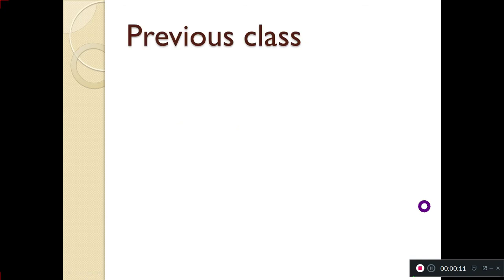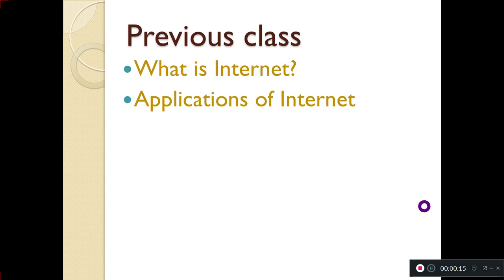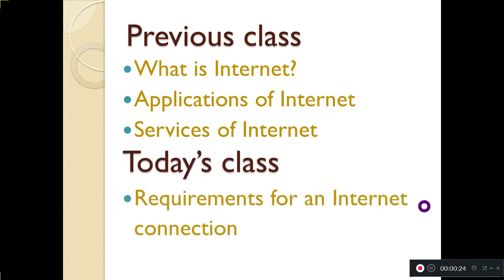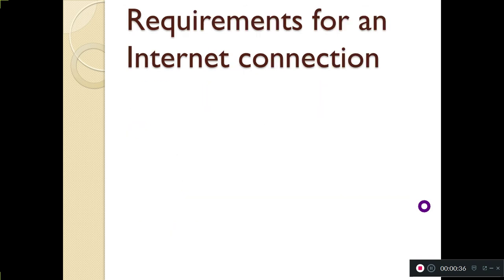In the previous class we understood what is internet, what are the applications of internet, and what are the other services or advantages of internet. In today's class we shall see what are the requirements for an internet connection, which means how we can get connected to internet or how we can access internet. So let's see, what are the requirements for an internet connection?